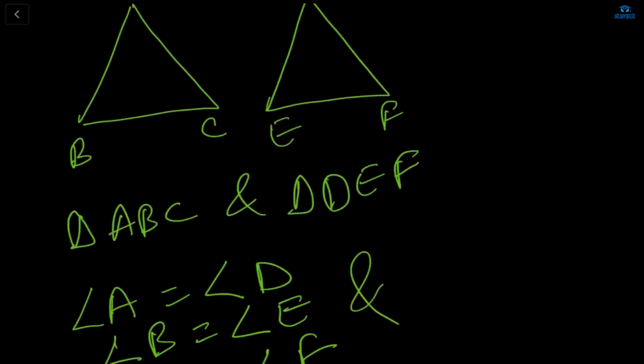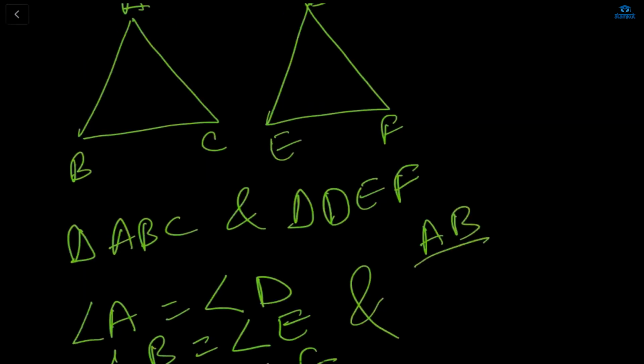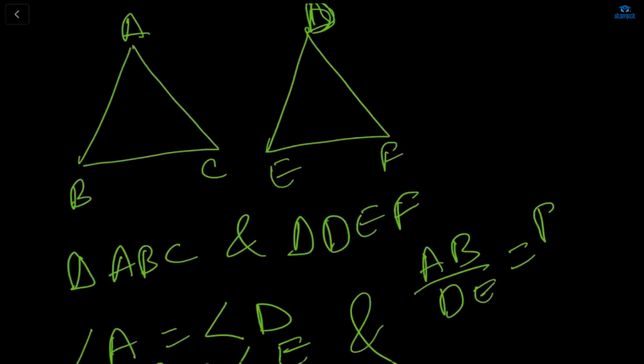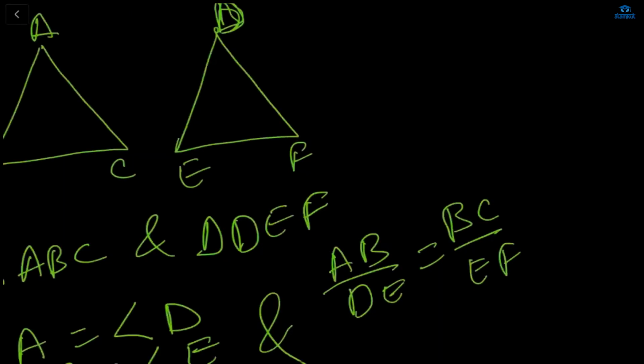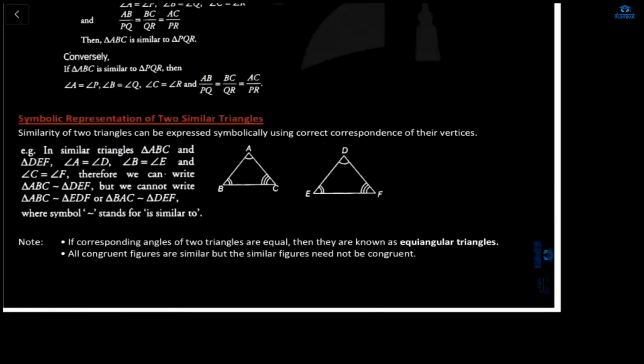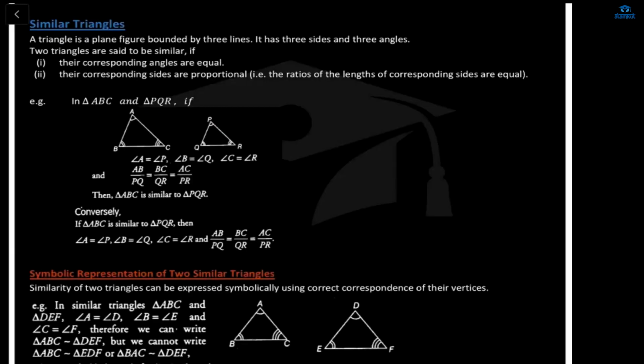That means AB by BE is equal to BC by EF is equal to AC by DF. Now, understood, Shazan? What I mean to say about the two conditions. You can see here it's already written that their corresponding angles are equal, their corresponding sides are proportional. These 2 points are understood.